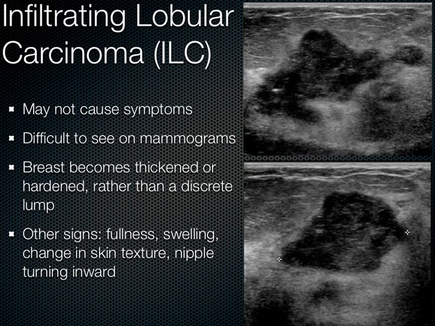And then there's infiltrating lobular carcinoma, and many of these patients don't have any symptoms at all. Again, difficult to see on mammograms. The breast sort of becomes thickened or hardened rather than having a discrete lump, but you can have breast fullness, swelling, change in the texture, and the nipple can change as well, turn inward. Infiltrating lobular carcinoma is a lower incidence and comprises less than 15% of breast cancers.